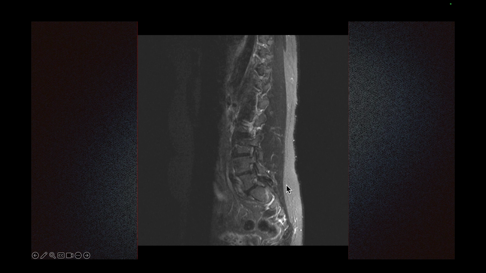So old fractures are sometimes easy to see on CT and difficult to see on MRI. But new fractures, while we can see them both on CT or MRI, it can be easy to see on MRI because of all the edema.